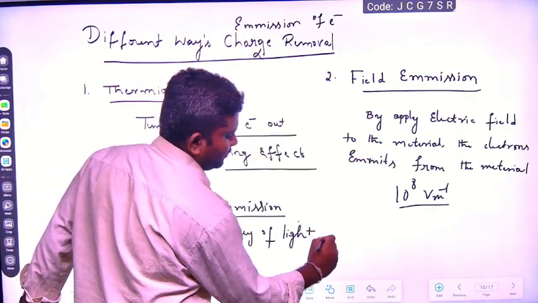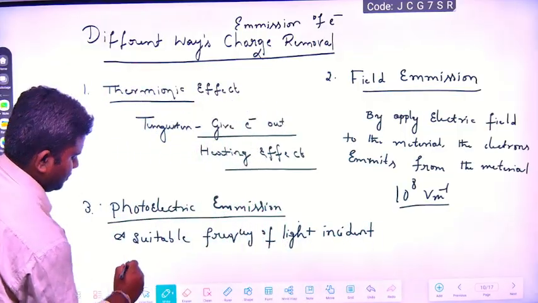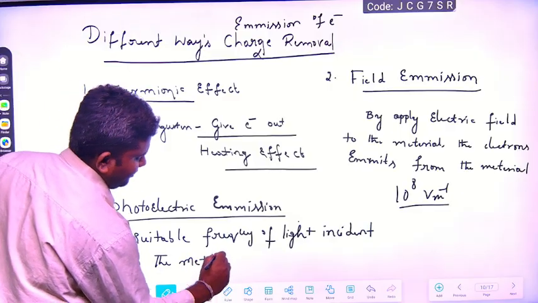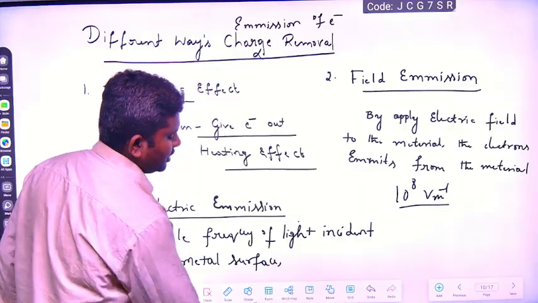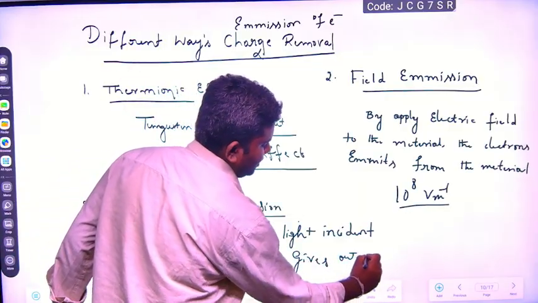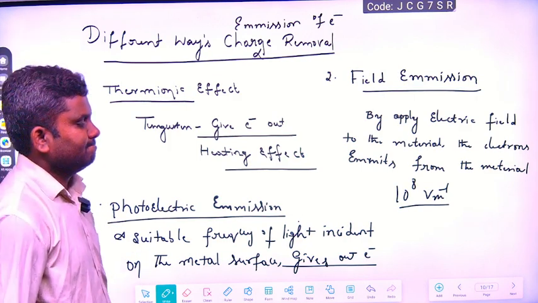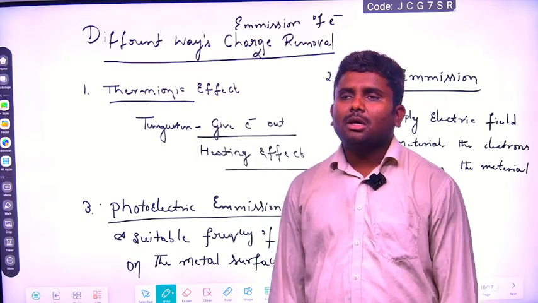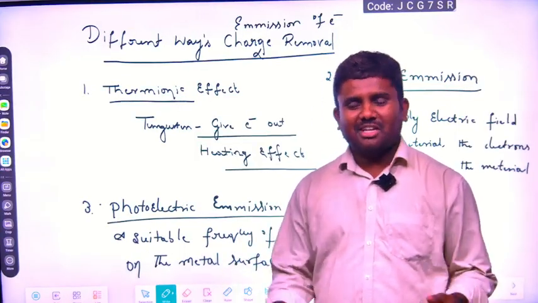incident on the metal surface gives out electrons. This is what we call photoelectric emission. So examples are cadmium, zinc, you can take copper also, it will give out electrons.